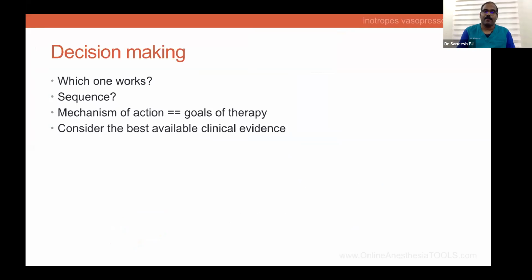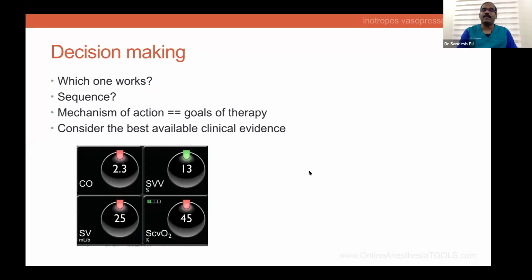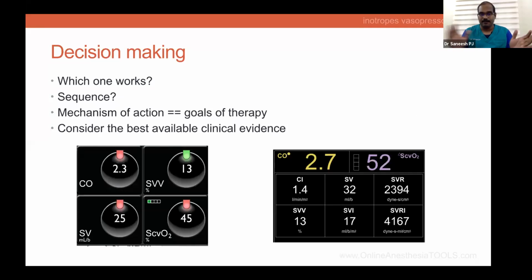So the decision-making point: which one works? What is the sequence? What first? What comes second? You should have some idea about how this drug works and what your goals are. What you are trying to achieve is more important. And you need to consider the best available clinical evidence, especially when you have more than one option. When you have invasive monitors, things are easier, sometimes complicated also, because you need to play around with a lot of values like cardiac output, stroke volume variation, cardiac index, SVR, and things like that.